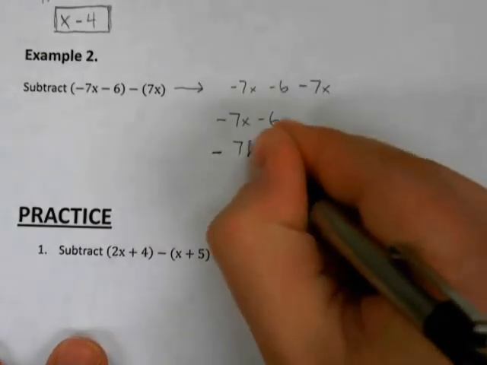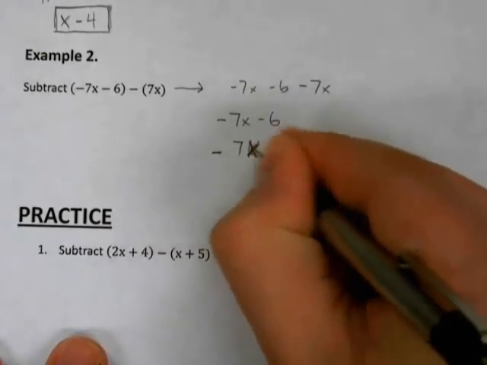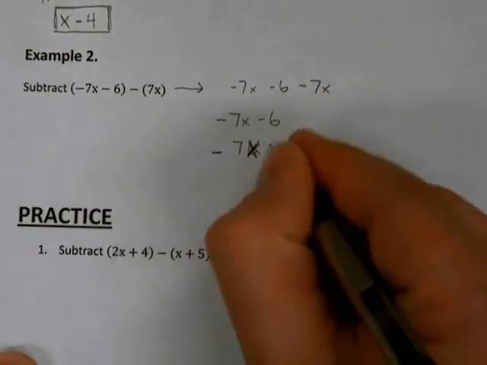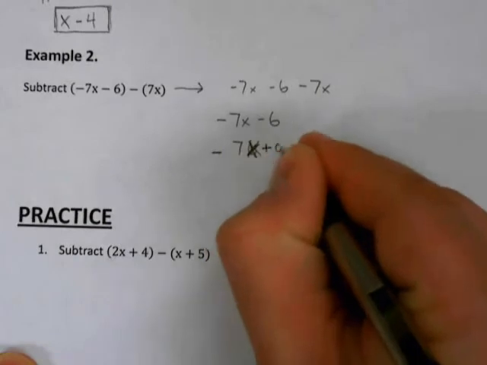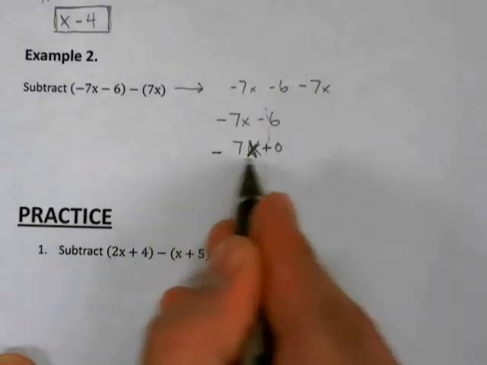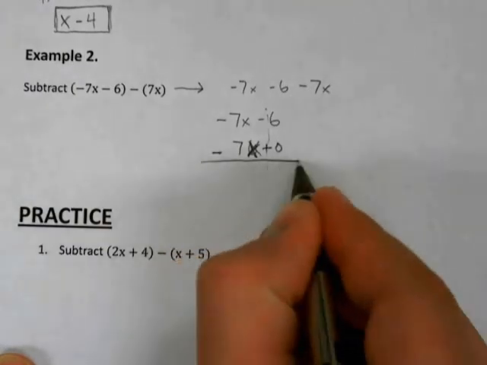Whoop. That does not look like an x. And it sort of doesn't still, but you know what it is. And really, I'm just adding 0. That way I have my constants on this side, my terms with variables on this side. And now we can just subtract.